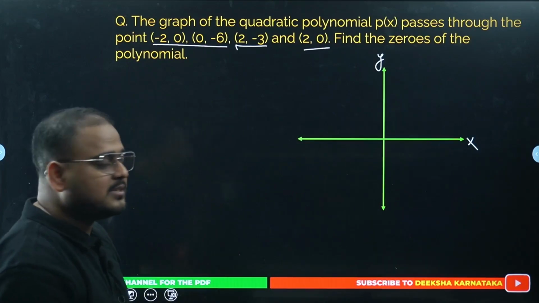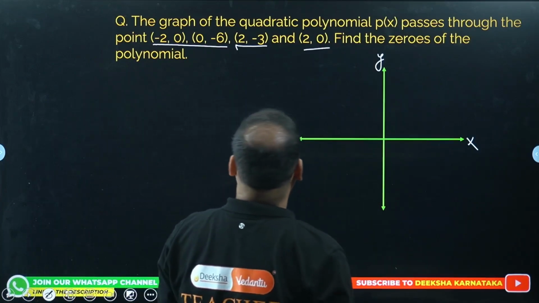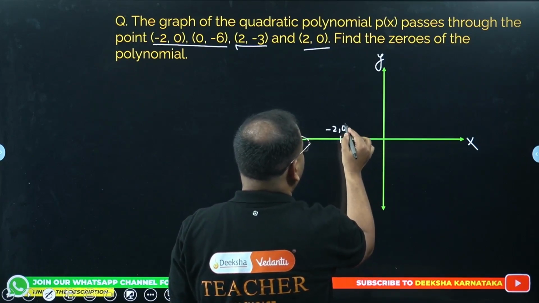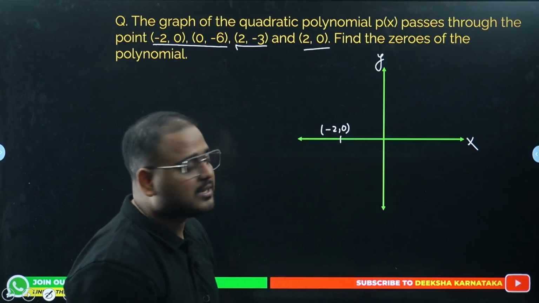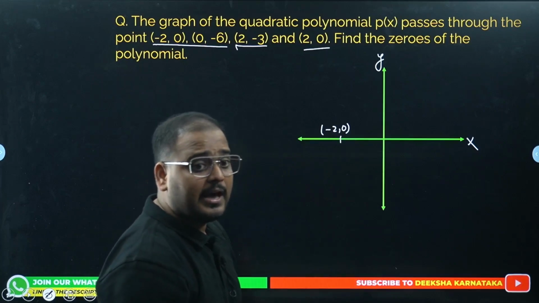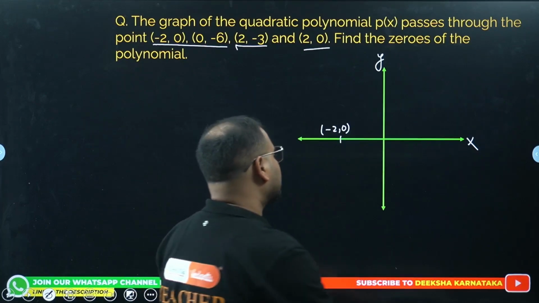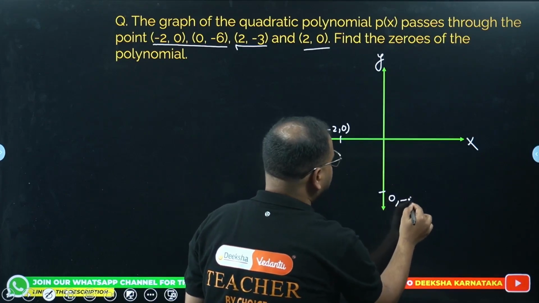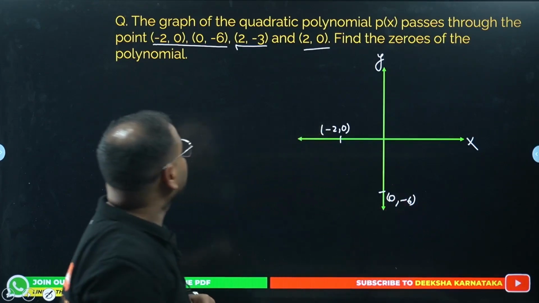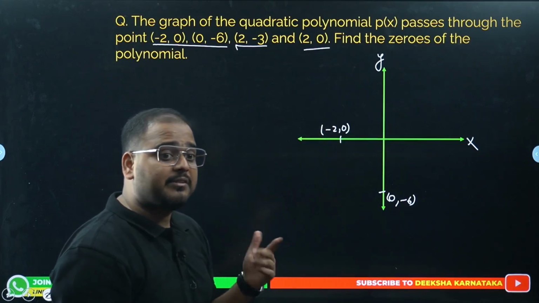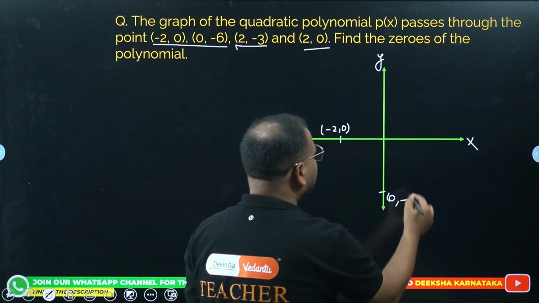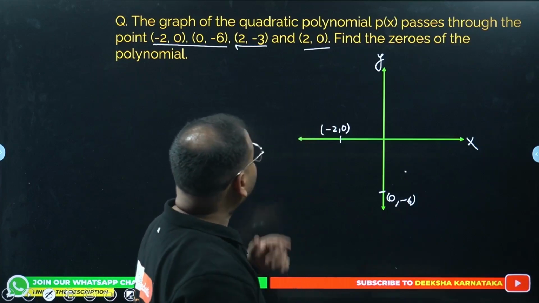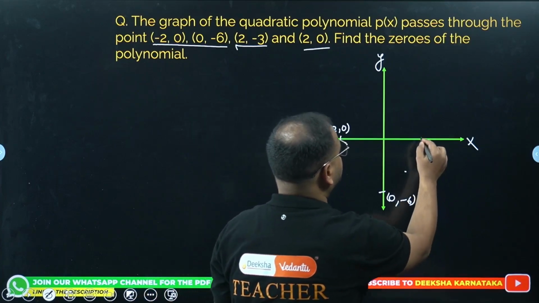(-2, 0). Where is it, sir? (-2, 0) will be somewhere here. Next what, sir? (0, -6). X is 0, Y is negative. Where, sir? Here, sir. (0, -6). Okay. (2, -3). X positive, Y negative. So somewhere here. Right? Now what about the next one? (2, 0). So over here, sir.